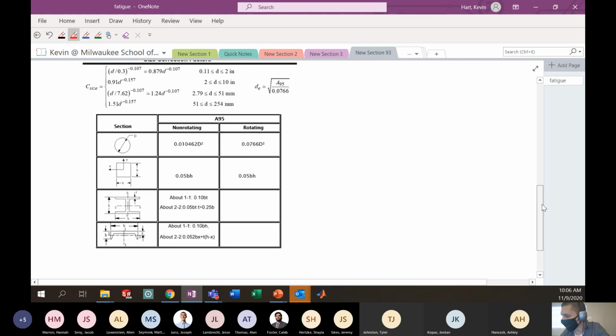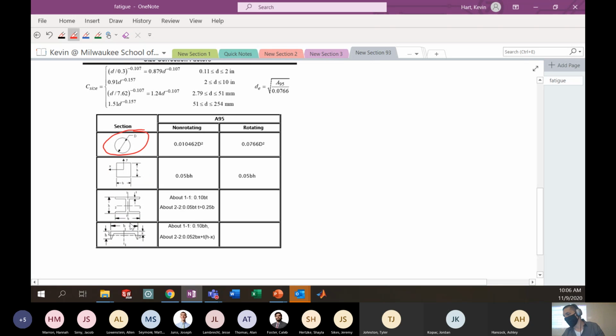And the effective diameter is calculated using this equation over here, which is a statistical calculation based on the cross-section of the piece using this A95 variable. So we went over this, but this A95 variable is a representation of a statistical size of the cross-section given various cross-sectional types. So we could have a circular cross-section, a square cross-section, here's an I-beam, here's a C-channel.